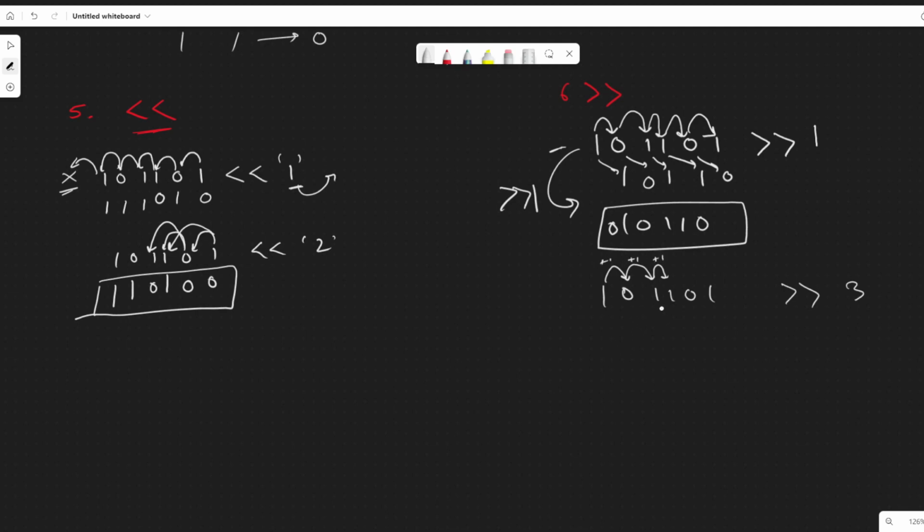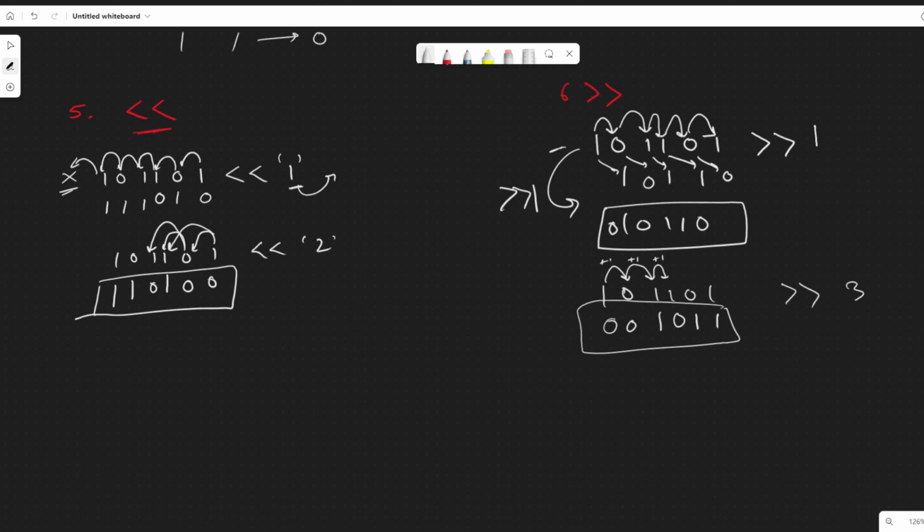So how we get it? 1, then this bit comes to this, then this bit comes, others are zeros. So this is our answer. Simple.